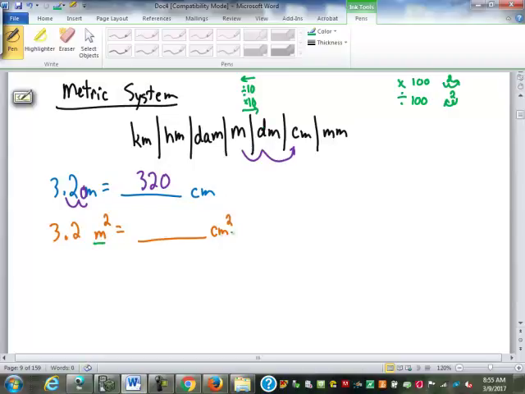So to get from meters to centimeters is still 2 spots on the chart. How many decimal places do I have to move? 4. 2 times 2. 1, 2, 3, 4. I got to add 3 zeros now.